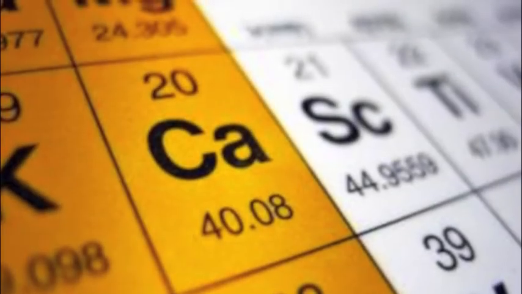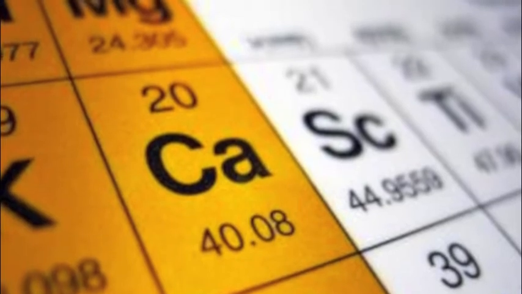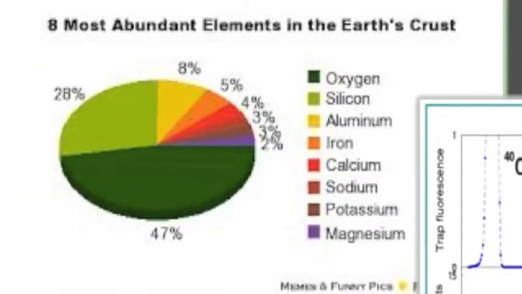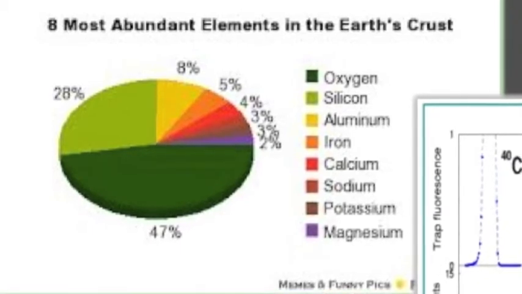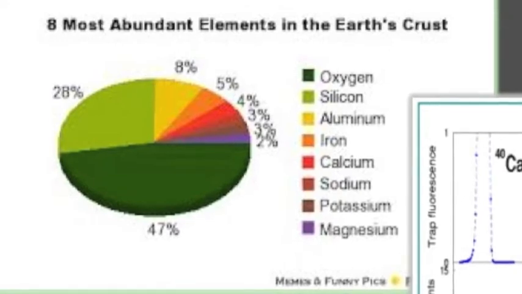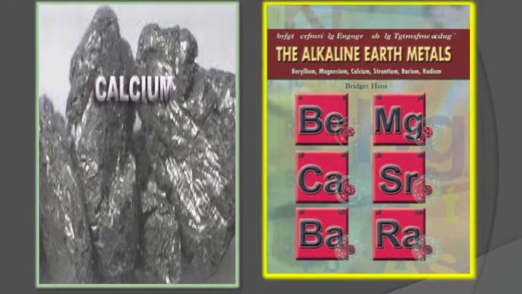Calcium is a chemical element with an atomic number of 20. Its symbol is Ca. It is a metal and harder than sodium but softer than aluminum. It is the fifth most abundant element by mass in the Earth's crust. It is the lightest of the alkaline earth metals.